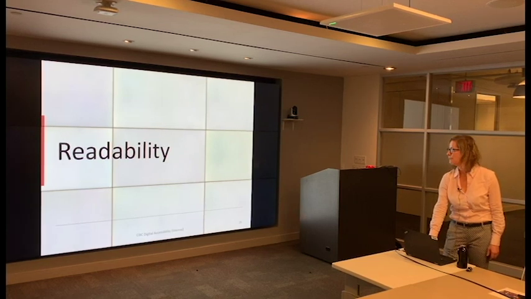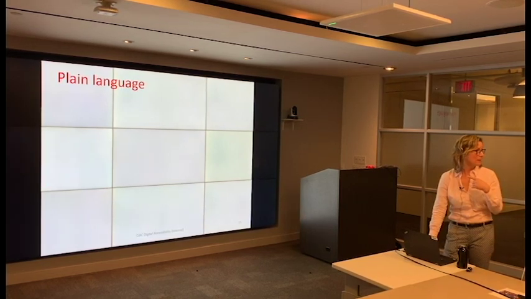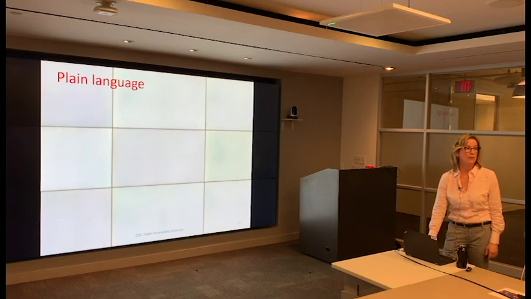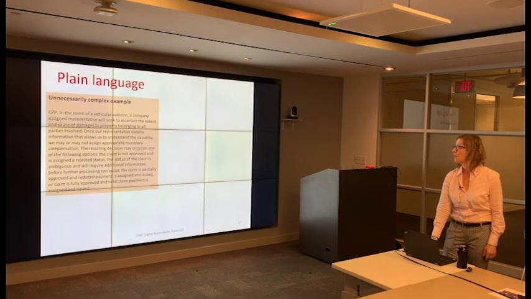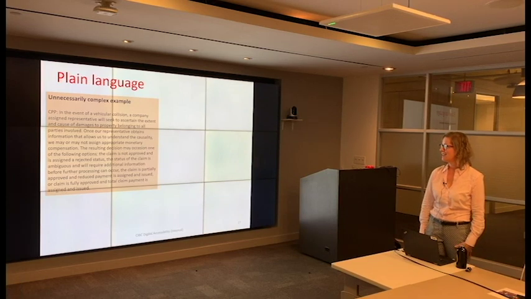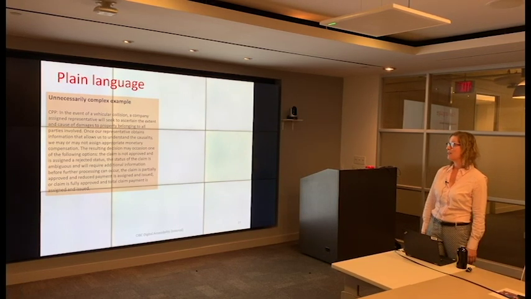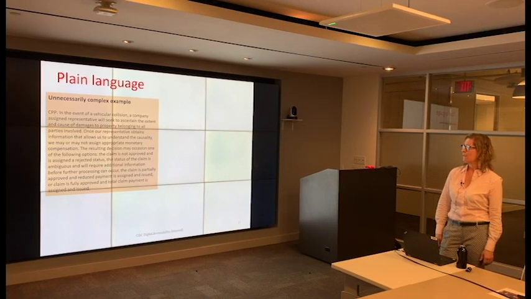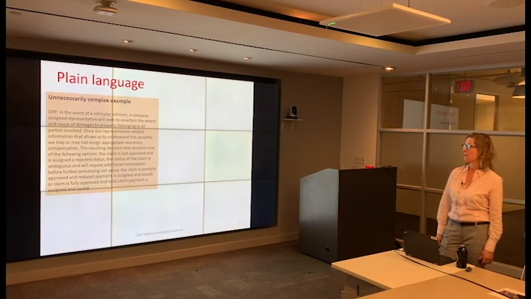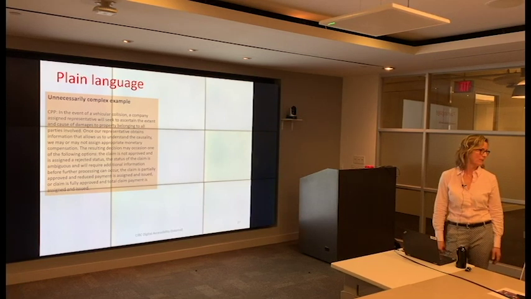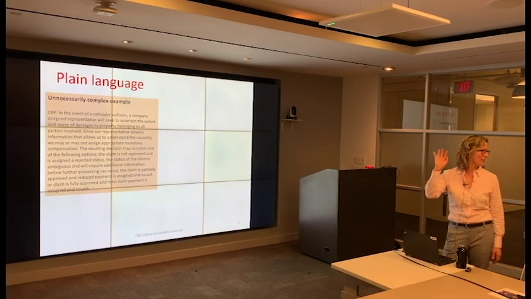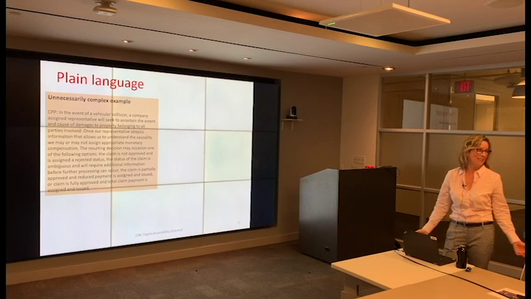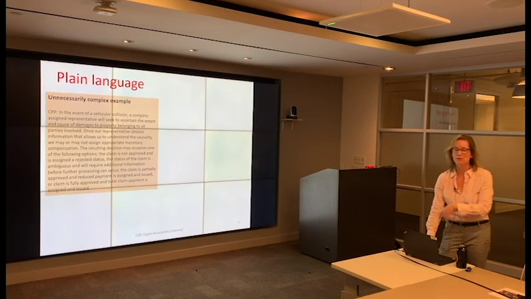So readability. So we're going back to that plain language guideline that I mentioned before. So in this example, entitled Unnecessarily Complex Example, it says CPP. In the event of a vehicular collision, a company-assigned representative will seek to ascertain the extent and cause of damages to property belonging to all parties involved. Anyone want to translate that one? Right? It's really hard to follow. And blah, blah, blah, there's more.